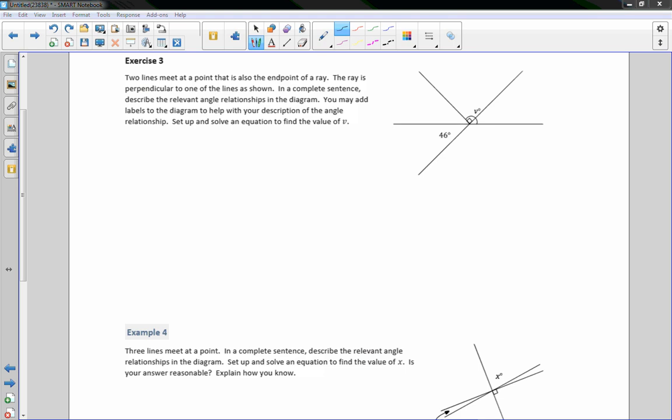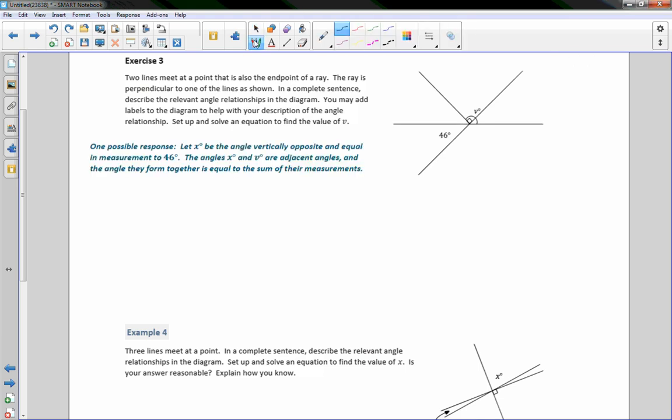Exercise 3. Now it's your turn. Pause the video, see if you can do this on your own. Come back, see how you did. One possible response, because there's more than one. Let x degrees be the angle vertically opposite and equal in measurement to the 46. Okay, so if I want to point out how 46 was made, it would be this line here, and the other side of 46 is down here, so it's this. Actually, yeah, let me use the same color. It's this here. So there is my x that I'm looking for, and this is the 46 degree angle. And so therefore this is 46 degrees.